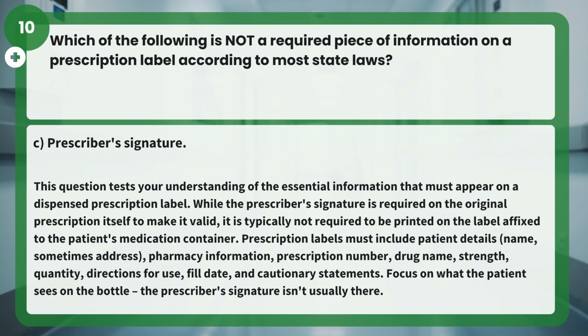label. While the prescriber's signature is required on the original prescription itself to make it valid, it is typically not required to be printed on the label affixed to the patient's medication container. Prescription labels must include patient details, name, sometimes address, pharmacy information, prescription number, drug name, strength, quantity, directions for use, fill date, and cautionary statements. Focus on what the patient sees on the bottle. The prescriber's signature isn't usually there.